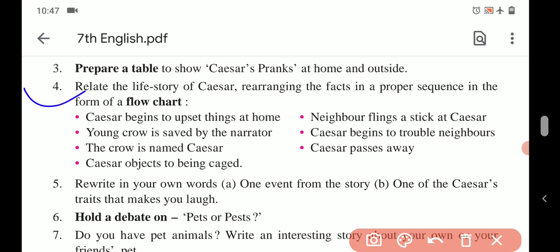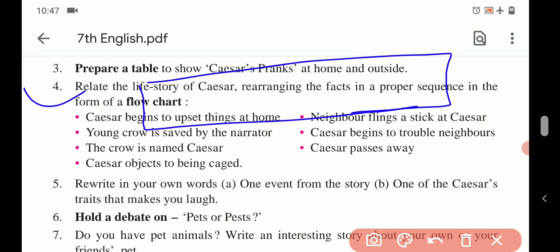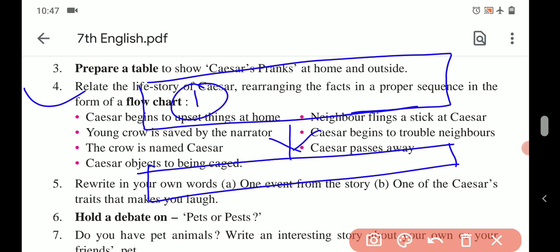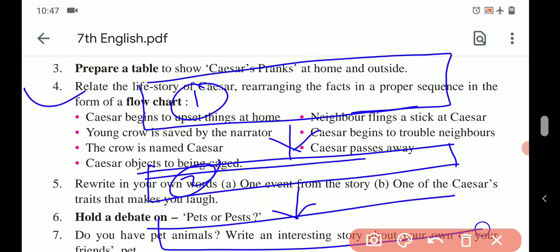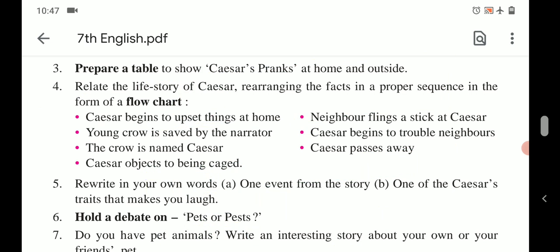So what is flowchart? Here you have to draw the boxes like this. Here will be the first activity, first fact, then below it draw the arrow, then next box, second activity. Here below it draw the arrow, draw the next box, and write the third activity. In this way the flow chart is drawn and the activities or the facts are written. So let us see the facts given.